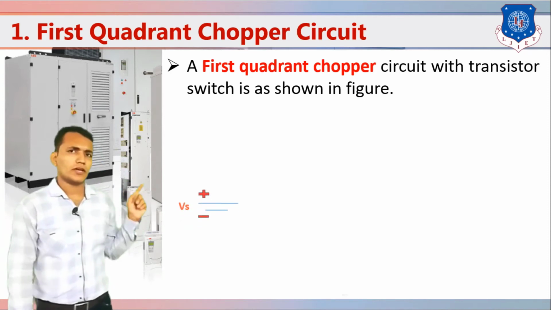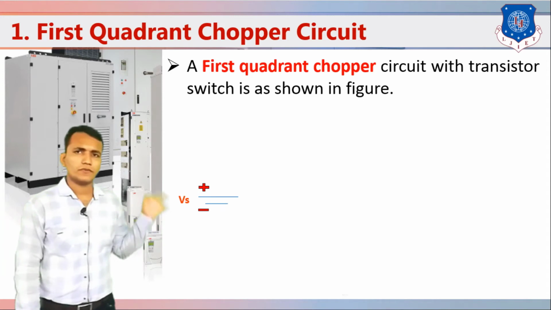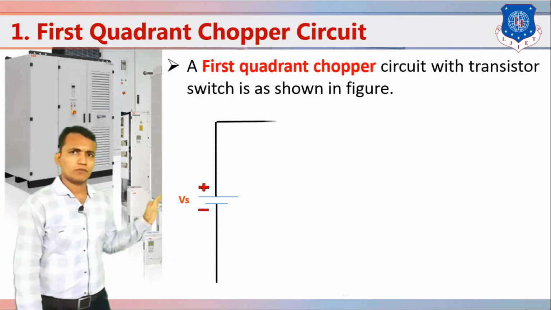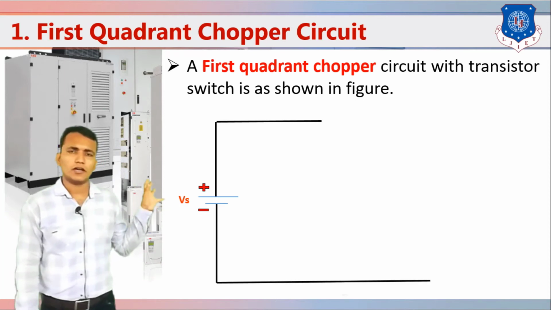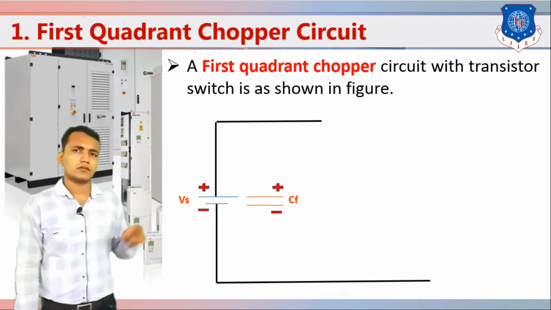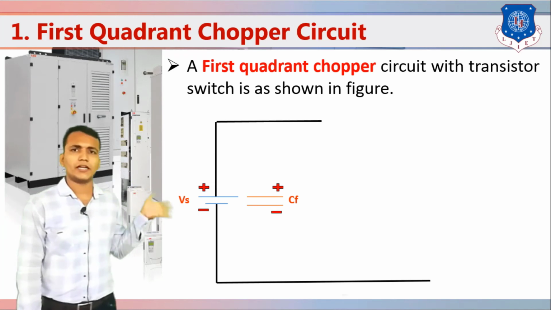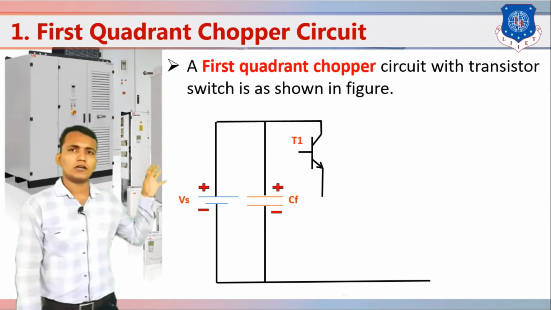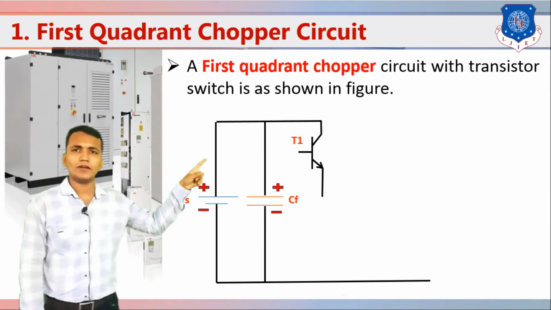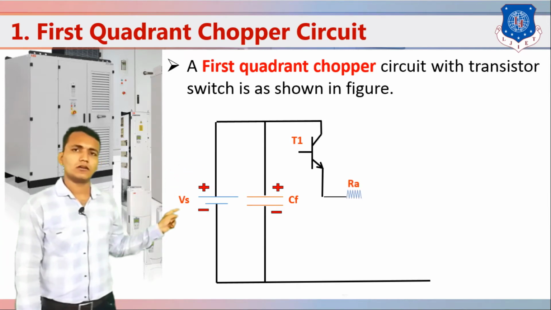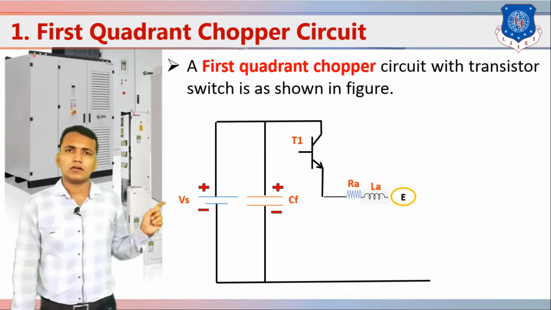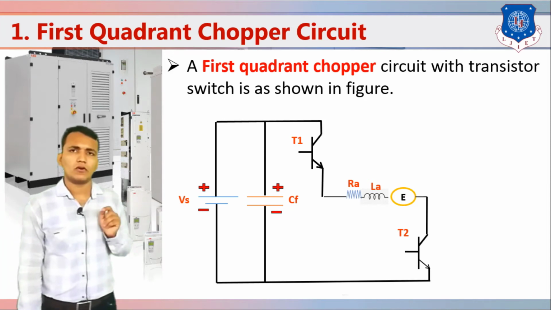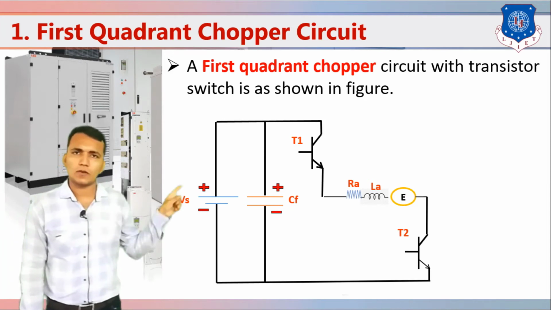Now you can see in the first quadrant chopper circuit, first we take the voltage. Then from this voltage we connect the circuit. We take a capacitor to maintain a constant DC voltage. Then from this capacitor we take the first transistor T1, and then here the load RA, LA, EMF, and then we connect the transistor T2. So that is our first quadrant chopper circuit.